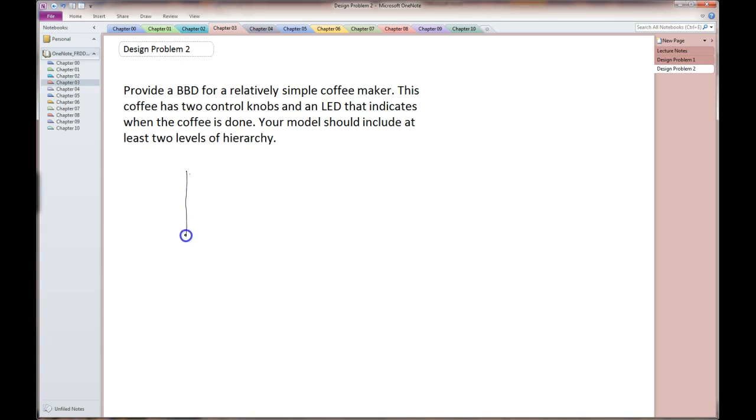Knowing nothing, a good place to start is with a black box. Coffee maker. Okay, I got a box with a label. Everything looks good on that. Next up is to read the example problem and see what I have to do to this thing. It has two control knobs, so we'll put that in there.